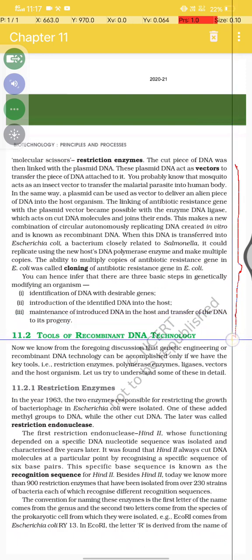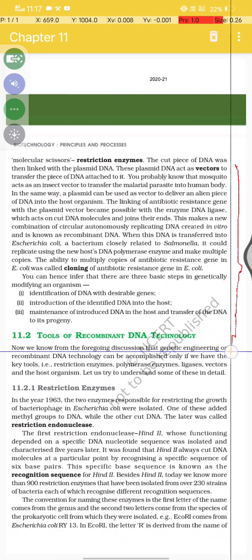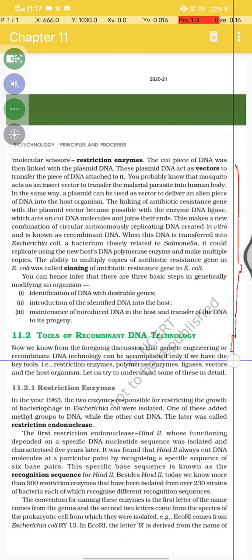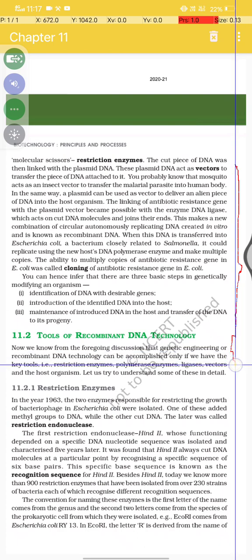Now, 11.2, tools of recombinant DNA technology. Now we know from the foregoing discussion that genetic engineering or recombinant DNA technology can be accomplished only if we have the key tools, that is restriction enzymes, polymerase enzymes, ligases, vectors and the host organism. Let us try to understand some of this in detail.